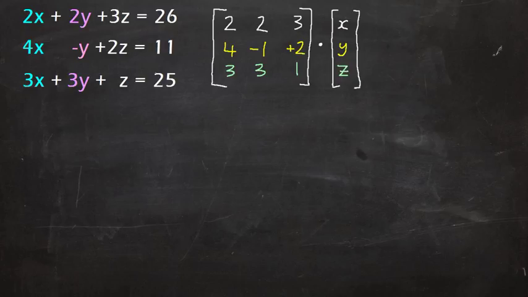So the way that these would multiply out, you do the top row by the column, then the second row by the column, and then the third row by the column. So that would be 2x plus 2y plus 3z. And that's what we had here. So we know this works. All we have to do is equals, and then we do another matrix with the numbers that you get when you multiply and add all these together. So that'll be 26, 11, and 25.